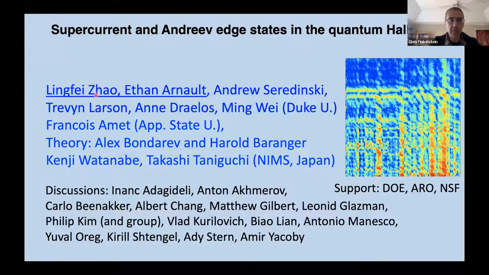initiating this workshop. So I will talk about the results from two papers on the supercurrent in the quantum Hall regime and the Andreev edge states. The authors of the second paper, the first two authors, Ling Fajiao and Ethan Arnault, are present in the audience, so you can ask them questions.